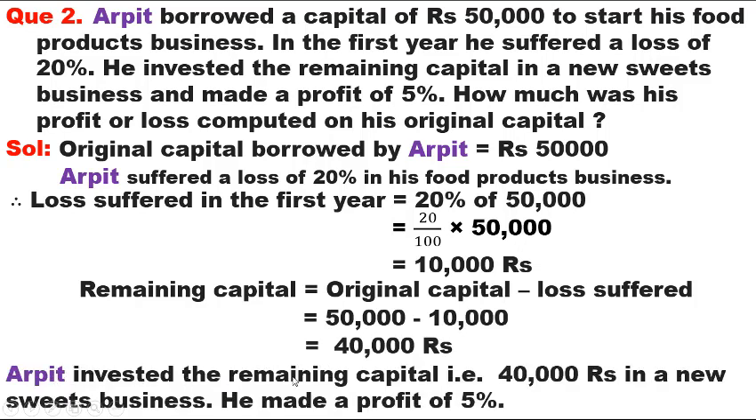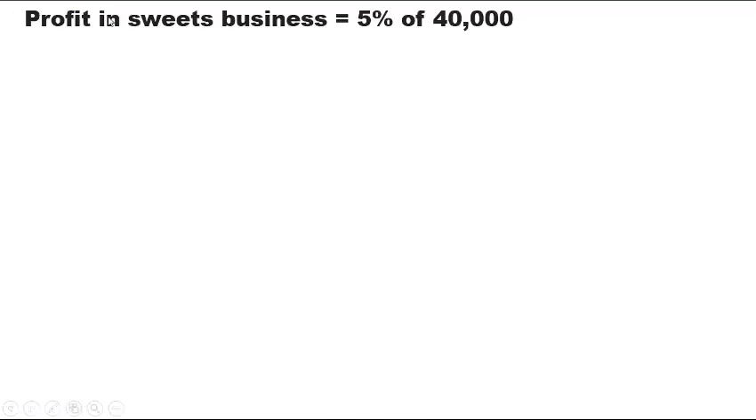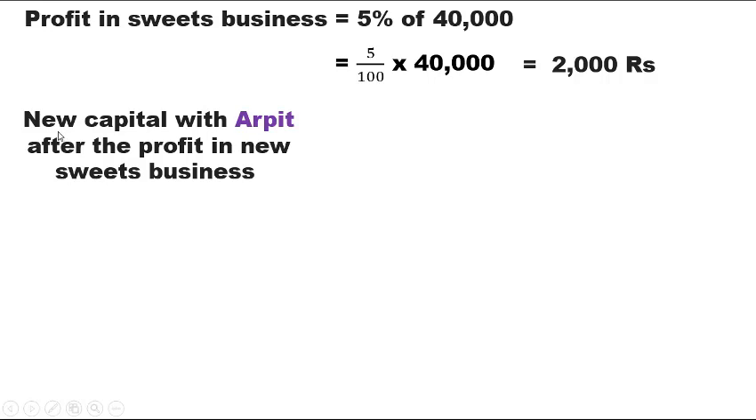Arpit invested the remaining capital, that is 40,000 rupees, in a new sweet business. He made a profit of 5%. Profit in sweet business is equal to 5% of 40,000, which is 5 upon 100 into 40,000, equal to 2,000 rupees. New capital with Arpit after a profit in the new sweet business is equal to 40,000 plus 2,000, equal to 42,000.